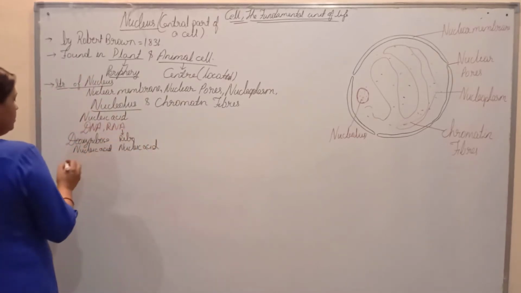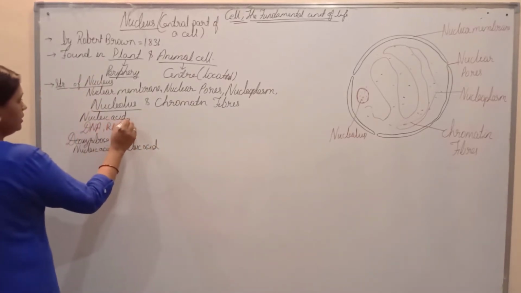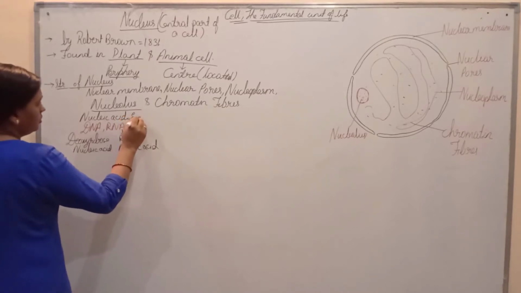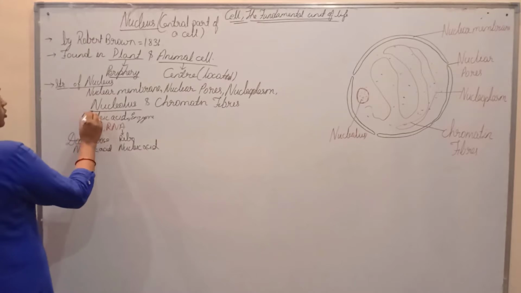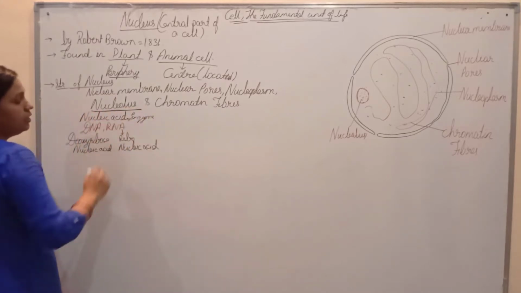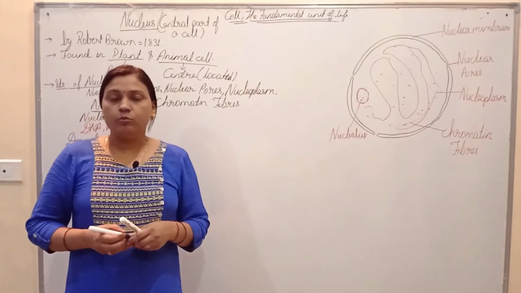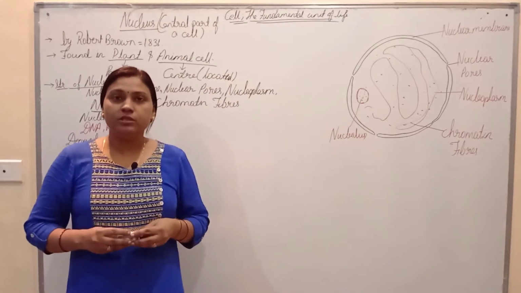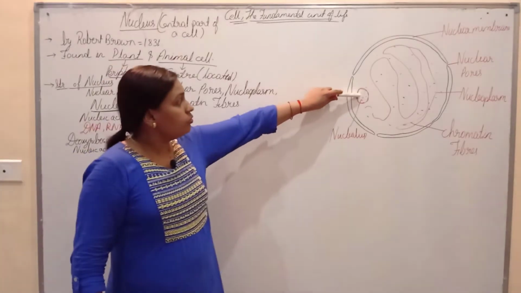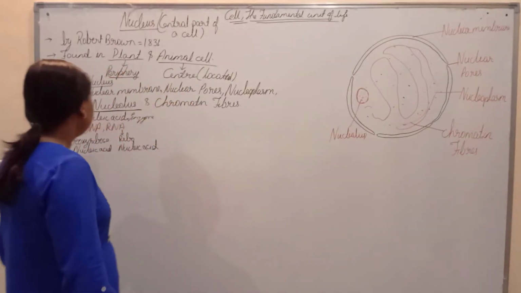It also consists of nucleic acid and enzymes. All together this nucleolus synthesizes ribosomes. Ribosomes, which are very important cell organelles, are produced inside the nucleolus of the nucleus.